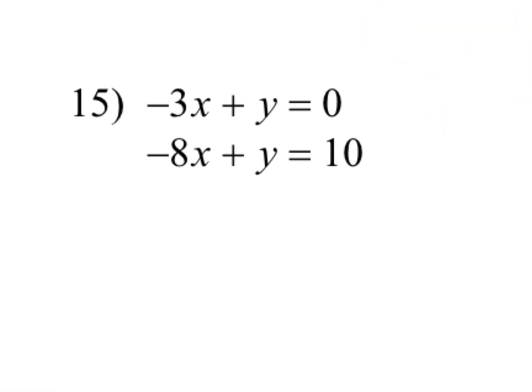All right, let's do 15. 15, do we have the same number but opposites? No. But how can we make them the same number but opposites? Which one do you want to cancel, the x's or the y's? The y's, because the y's are already the same number, but we just need a positive y and a negative y. So we need to do what to make one of them a negative y?